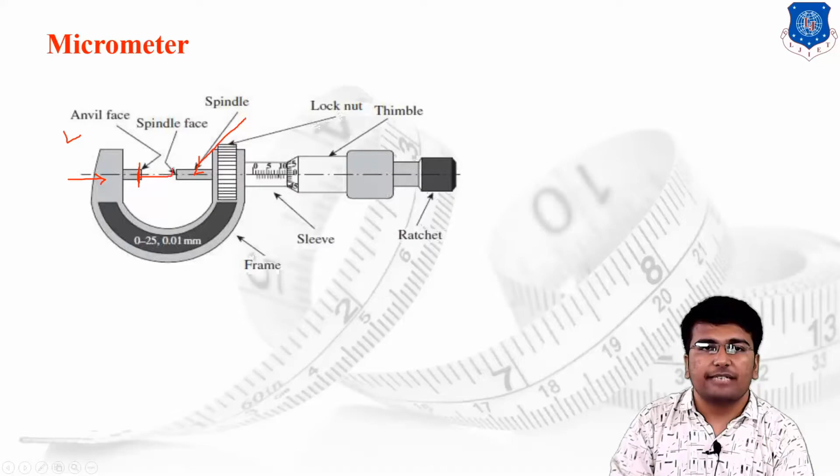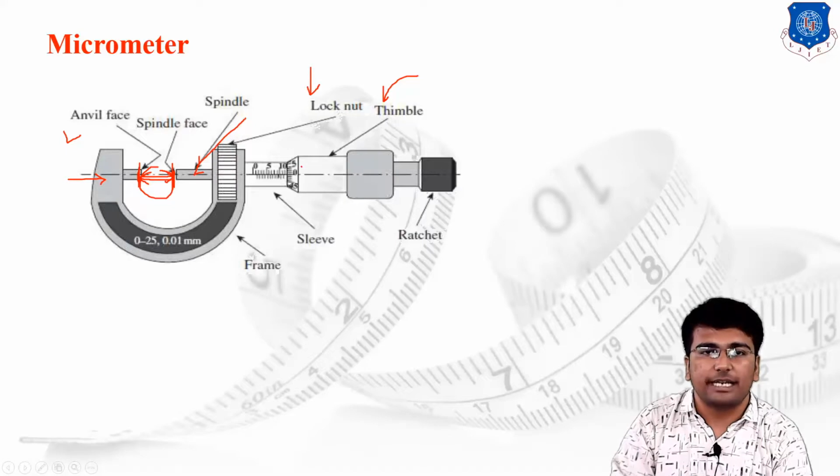Both the jaw itself having the spindle face in which we are going to provide the component, and we are going to measure the dimensions. The locking nut is provided to lock the auxiliary as well as the main scale, or the position of the scales. Then this is the thimble.